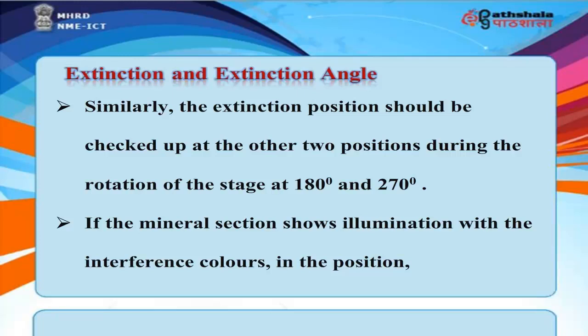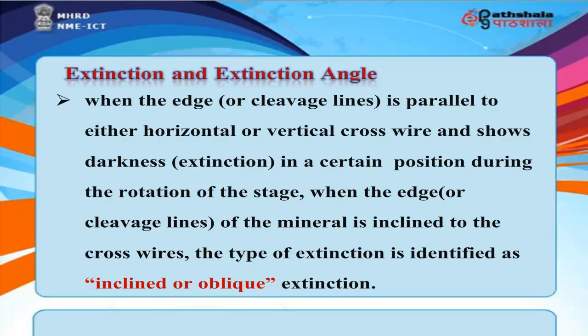If the mineral section shows illumination with the interference colors in the position when the edge or cleavage lines is parallel to either horizontal or vertical crosswire, and shows darkness or extinction in a certain position during the rotation of the stage, when the edge or cleavage lines of the mineral is inclined to the crosswires, the type of extinction is identified as inclined or oblique extinction.